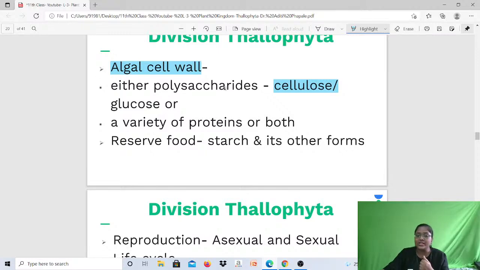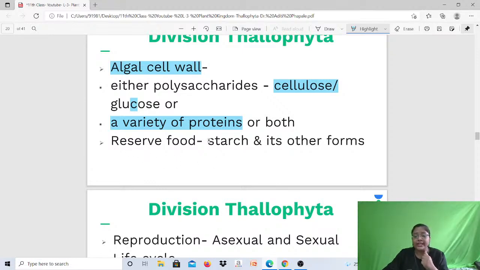So, they are either polysaccharides, for example, cellulose or glucose, or a variety of proteins are present in the algal cell wall. Either polysaccharides are present, such as cellulose or glucose, ya fir a variety of proteins will be present, or both are present. Matlab polysaccharides and proteins both make up the cell wall. Theek hai?